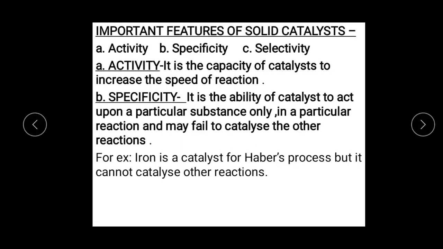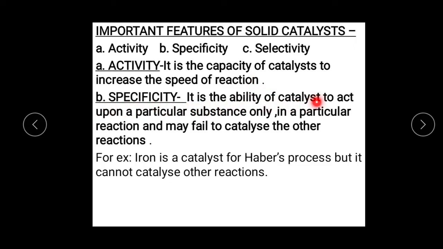Now important features of solid catalyst. There are three important features we should know. First is activity, second specificity, and third is selectivity. First we take up activity. It is very simple to understand. It is actually the capacity of catalyst to increase the speed of reaction. So when we describe the capacity of catalyst to increase the speed of reaction, it is called activity.